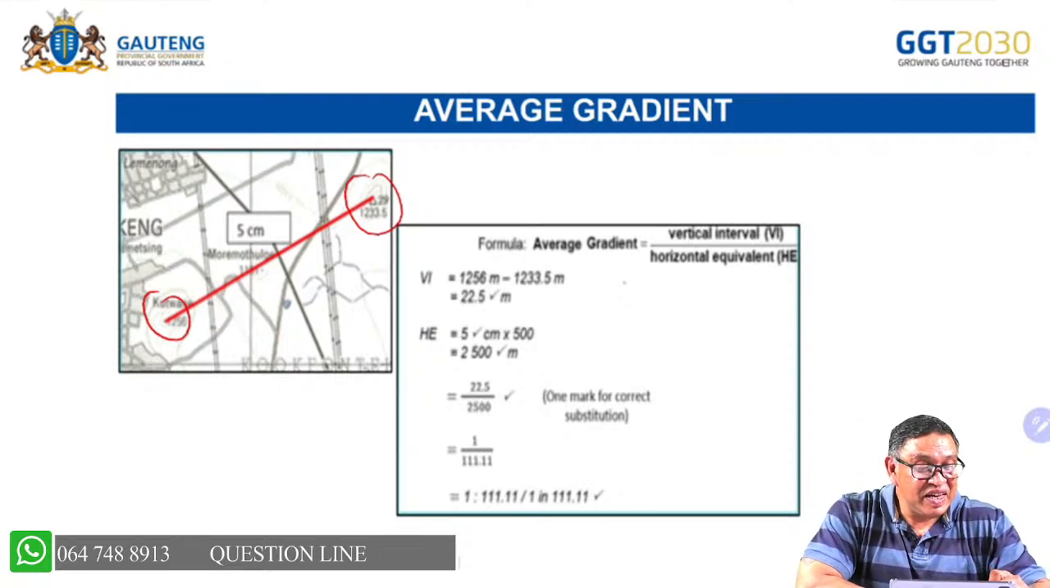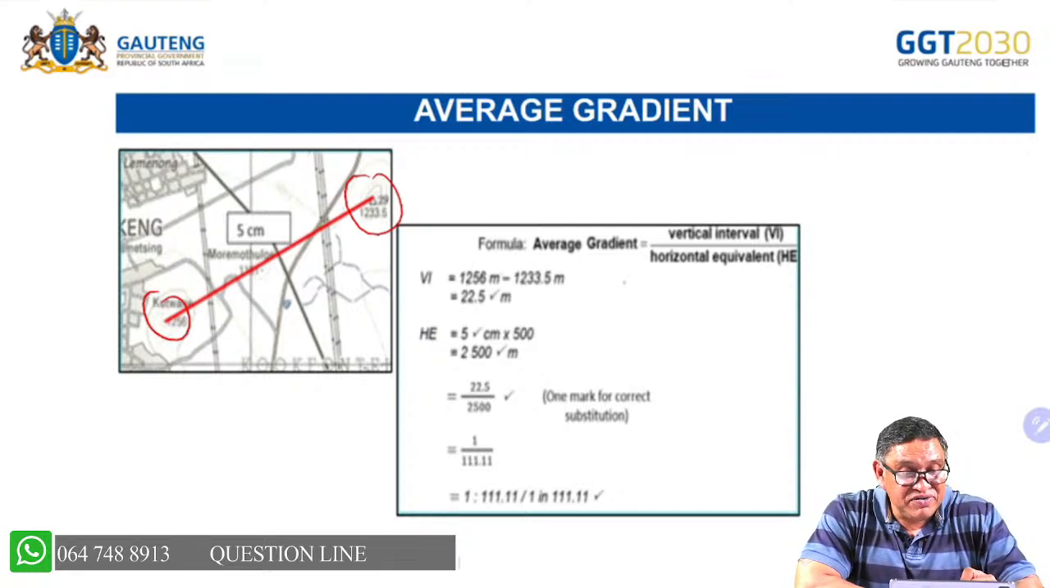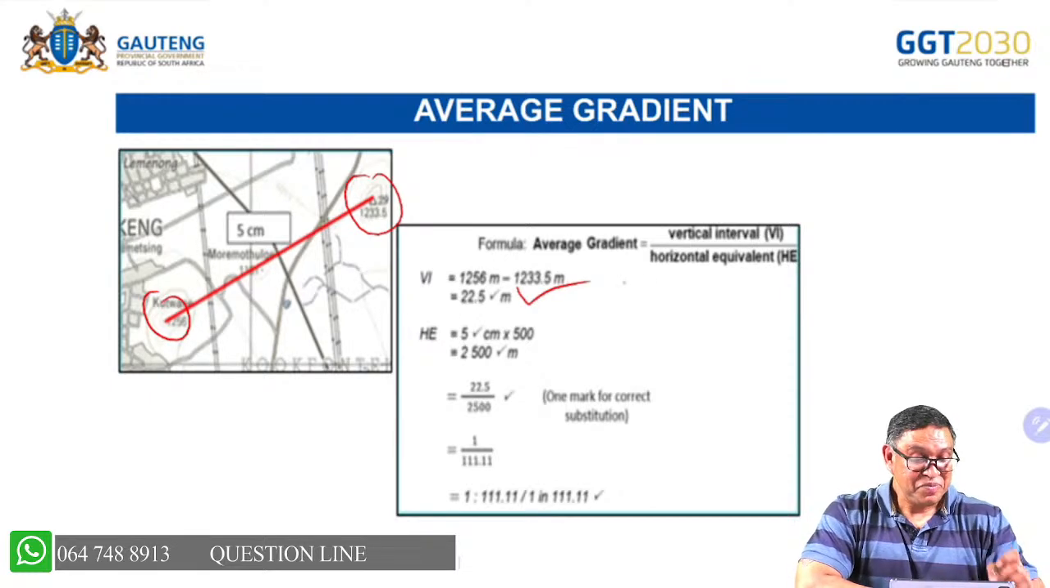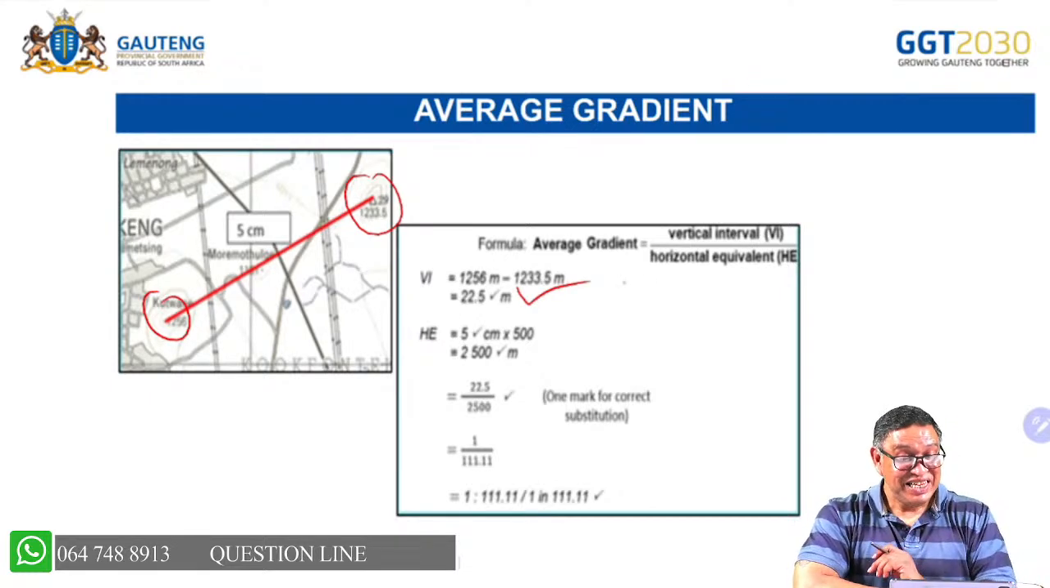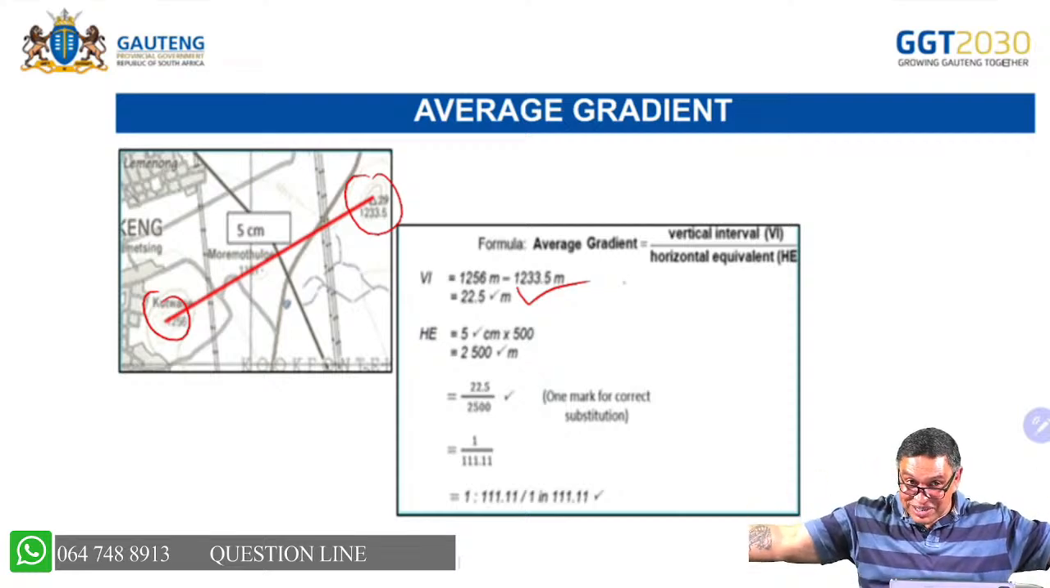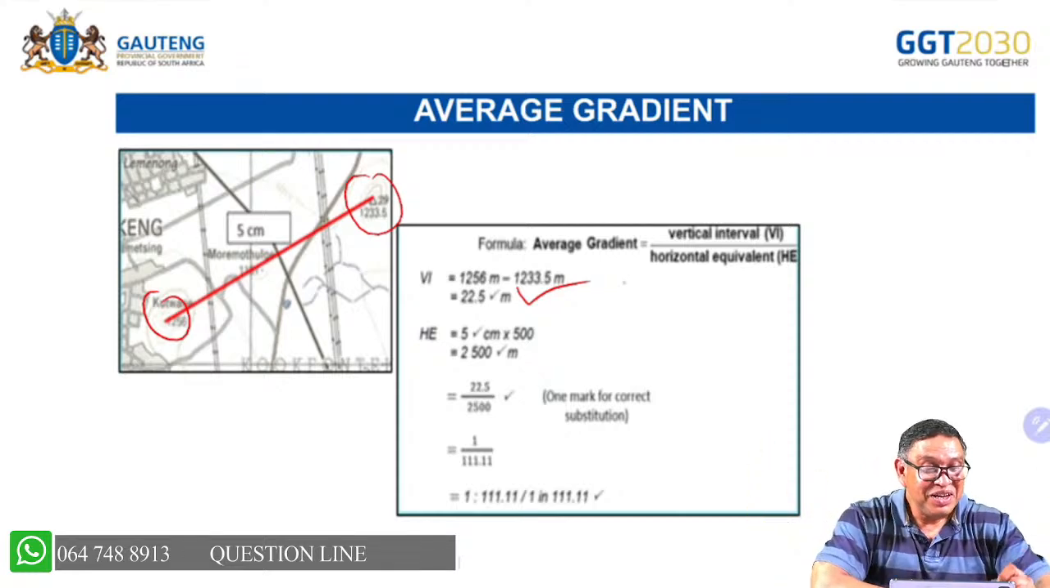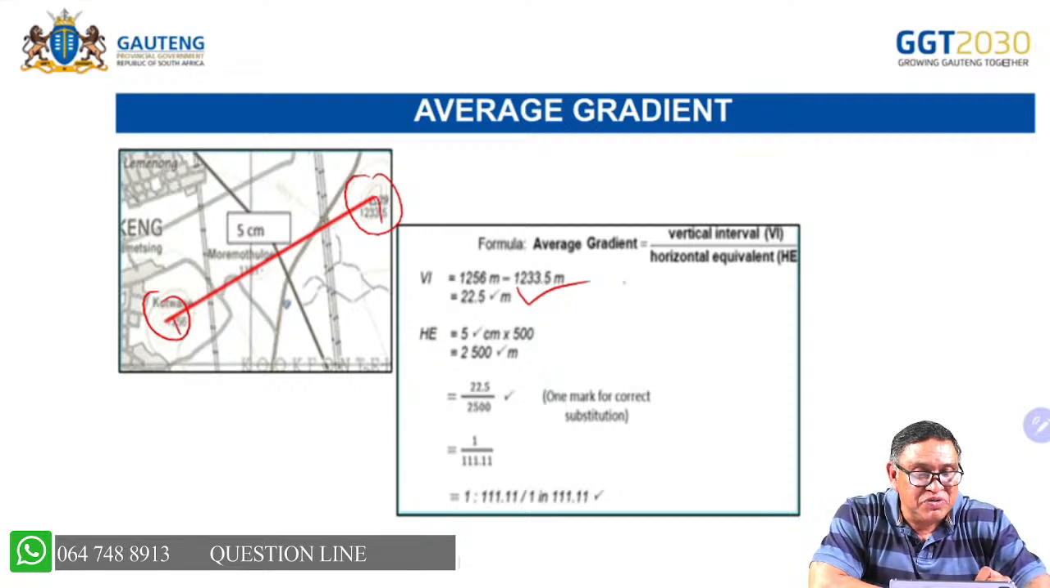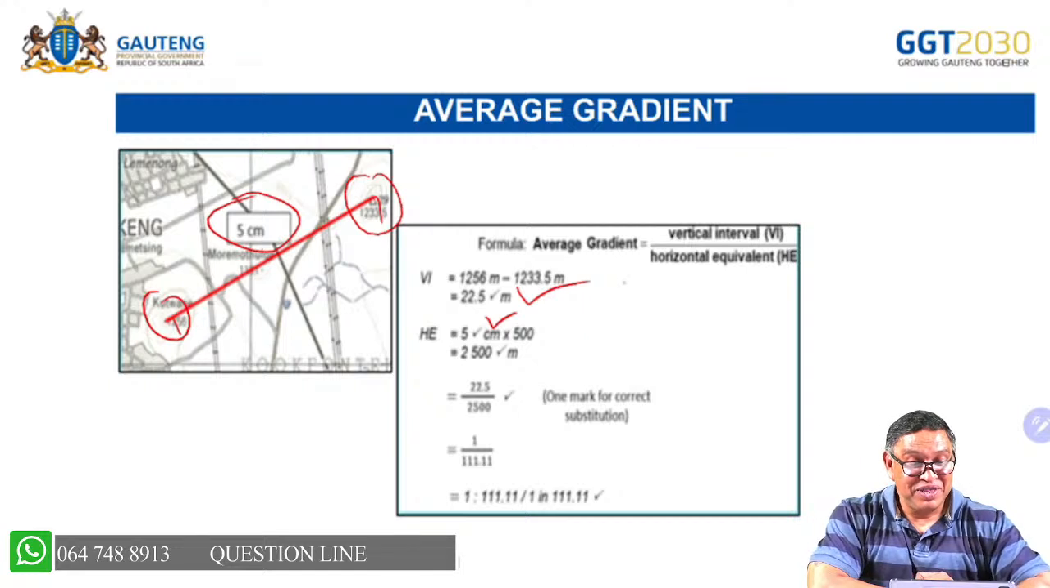All I do is I take the smallest figure and minus it from the biggest figure. Remember, that's the number of the trig beacon or trigonometrical station, and that's the height. So I take 1256 minus 1233, and for that I get a mark. Then I want to find the HE. That's horizontal equivalent, the actual distance between the 2 points. So I measure the distance between the 2 points, which comes to 5 centimeters. I get a mark for that.